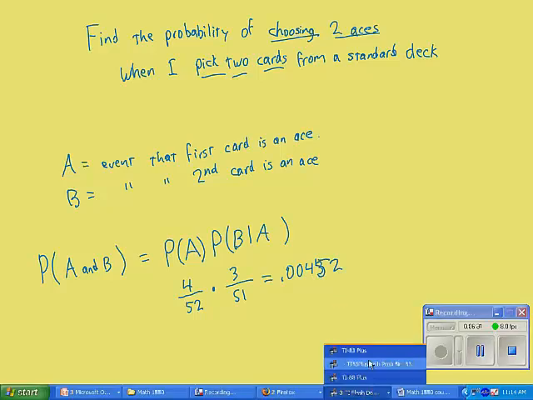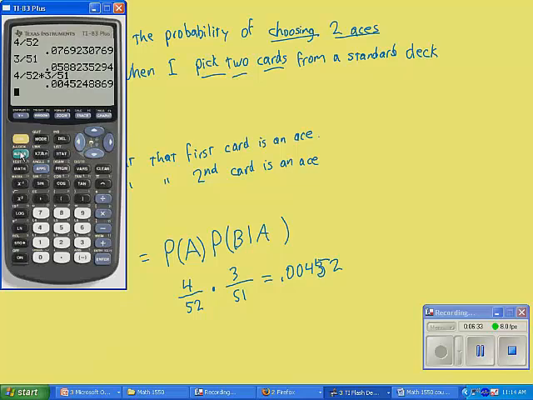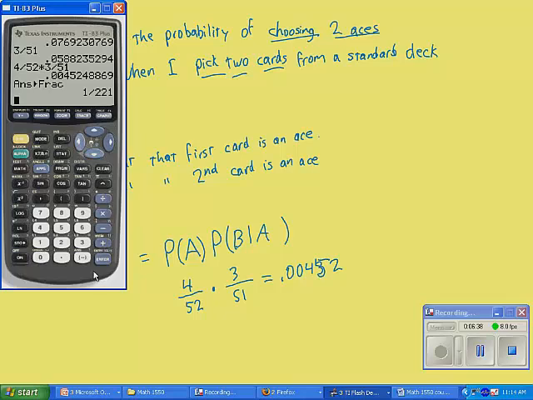Wow. Not very likely. The other thing that we could do, remember, with these calculators, we could change to a fraction. I'm just curious. 1 out of 221. So very unlikely.